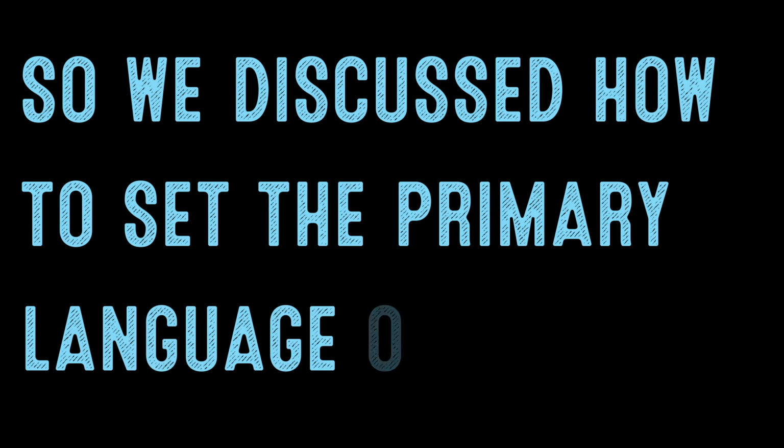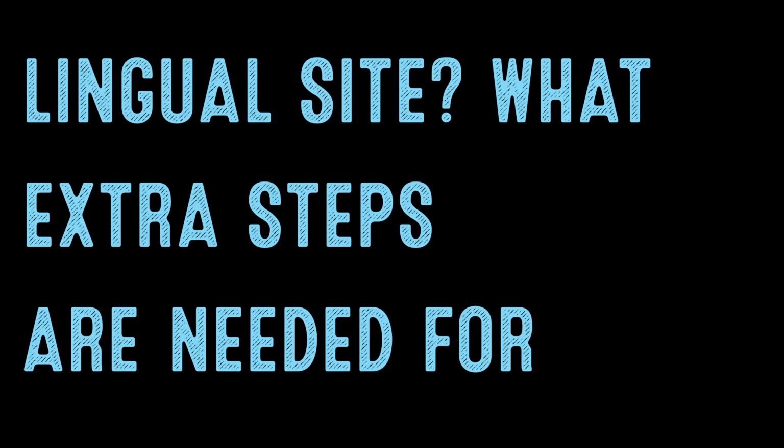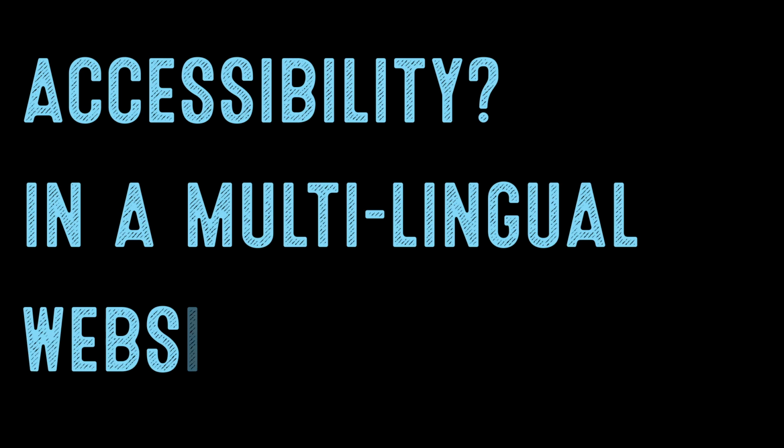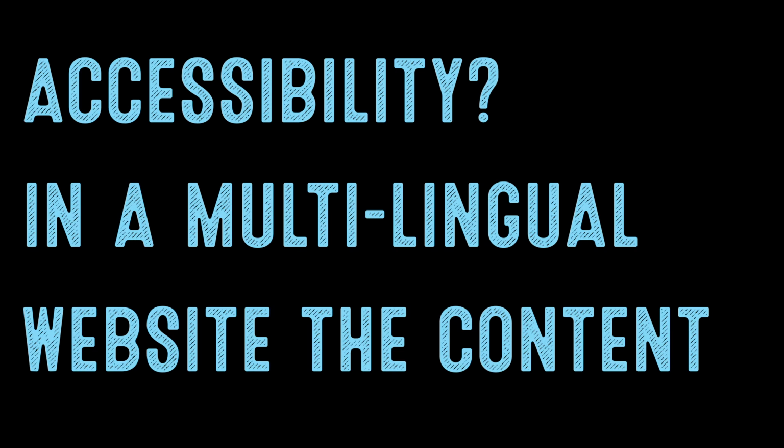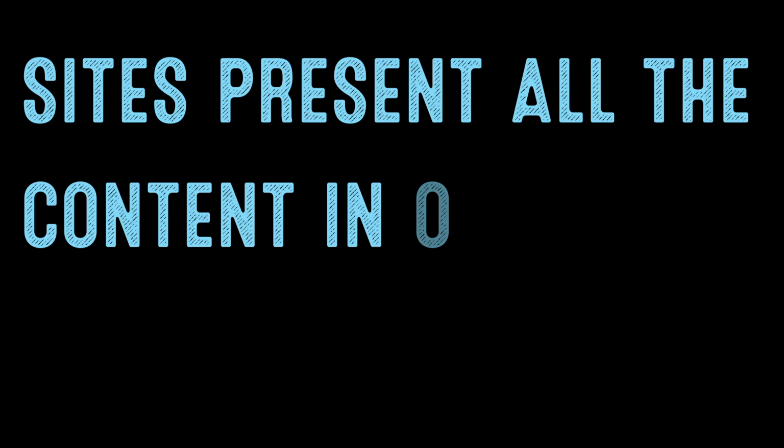So we discussed how to set the primary language of your website for accessibility. What if you have a multilingual site? What extra steps are needed for accessibility? In a multilingual website, the content is presented in more than one language. While a majority of sites present all the content in one language at a time, there are instances where you may be presenting more than one language.